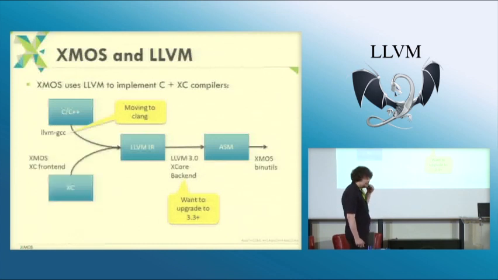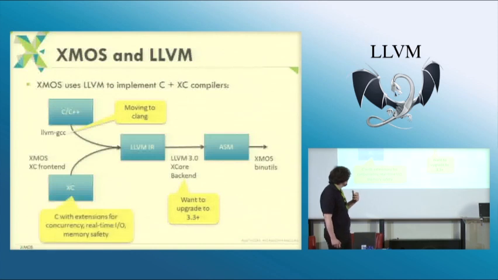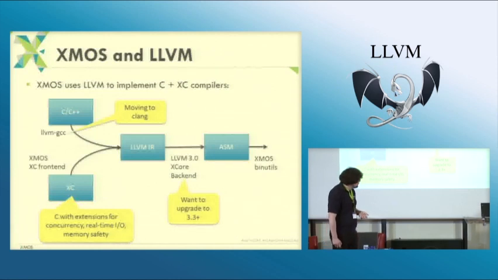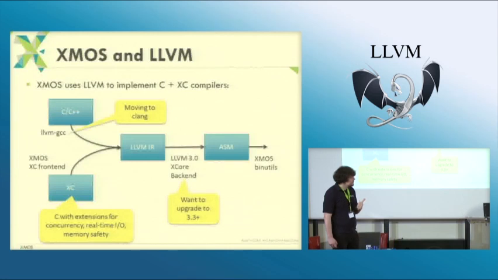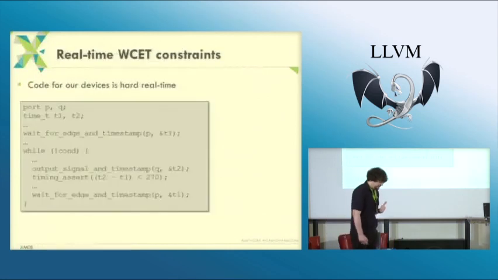We also have a separate front end for the language XC, and XC is C, but we've got extensions there for multi-core processing and real-time I/O and memory safety as well. So our processors are mainly used for real-time embedded applications. And in those we have timing constraints.